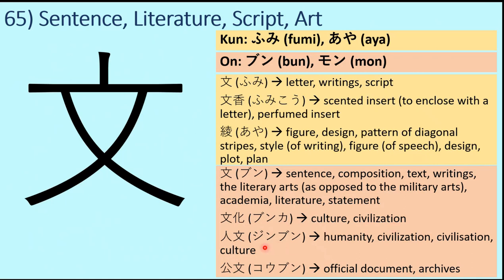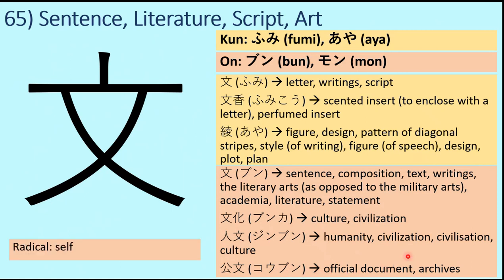We have jinbun. Jin, as you know, is the person radical. So this is jin. So jinbun means humanity, civilization, or culture. This is a very easy to remember kanji word, which represents humanity or civilization. And then we have kobun. Kobun means official document or some kind of archive.